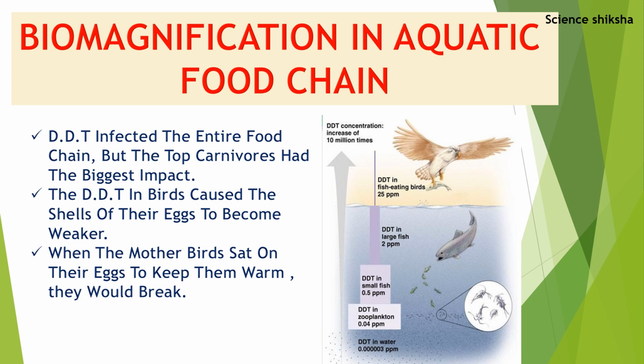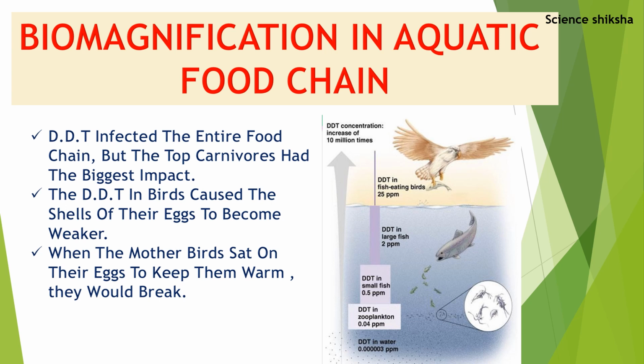Now there is an example of biomagnification in an aquatic food chain. A chemical pesticide known as DDT, when sprayed over crop plants to protect them from pests and diseases, gets mixed up with soil and water. The water has a very low concentration of DDT, but when water is taken up by the zooplanktons, the concentration of DDT increases. Then zooplanktons are eaten by the small fish and small fish are eaten by the large fish. In this way, the concentration of DDT goes on increasing from one trophic level to another.